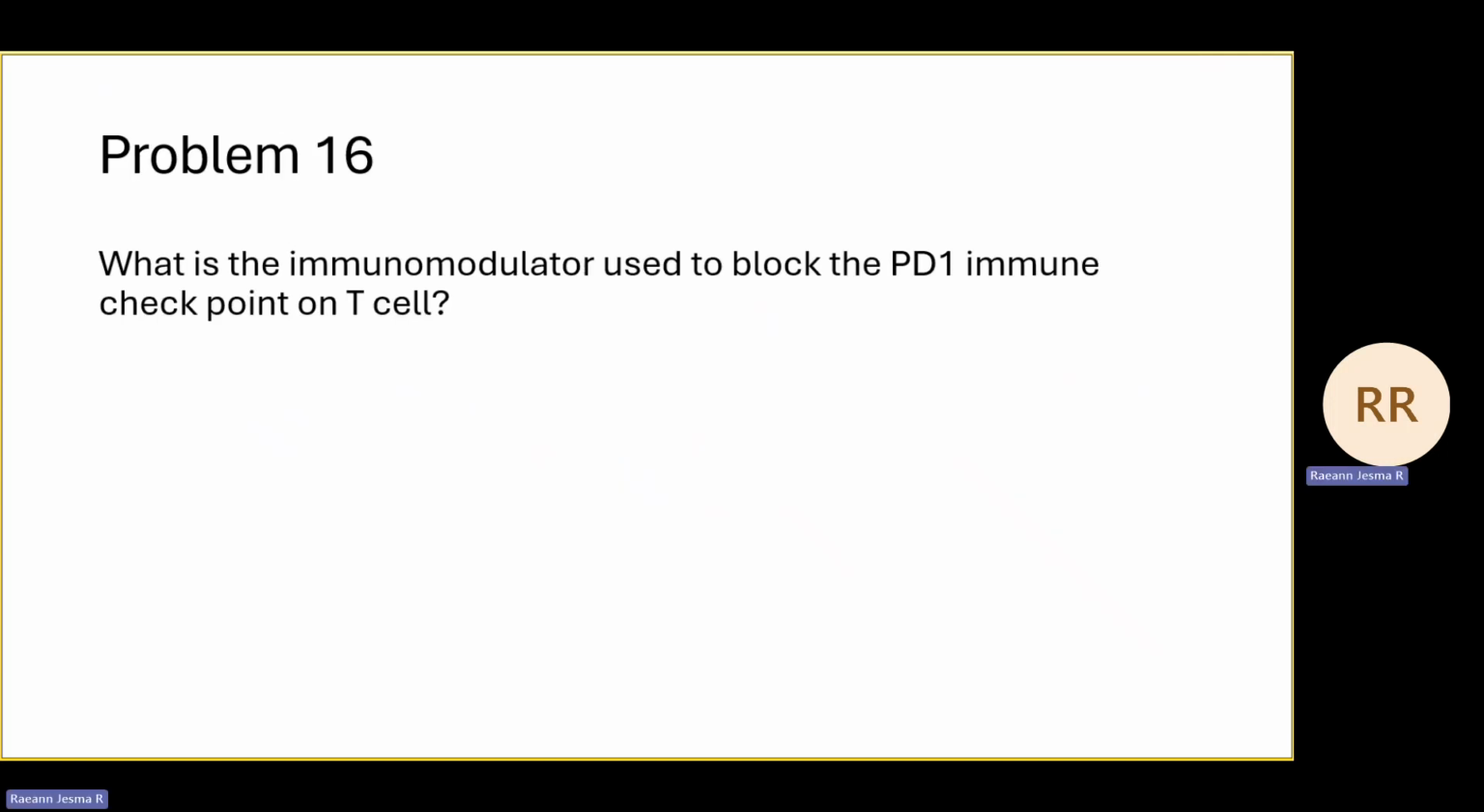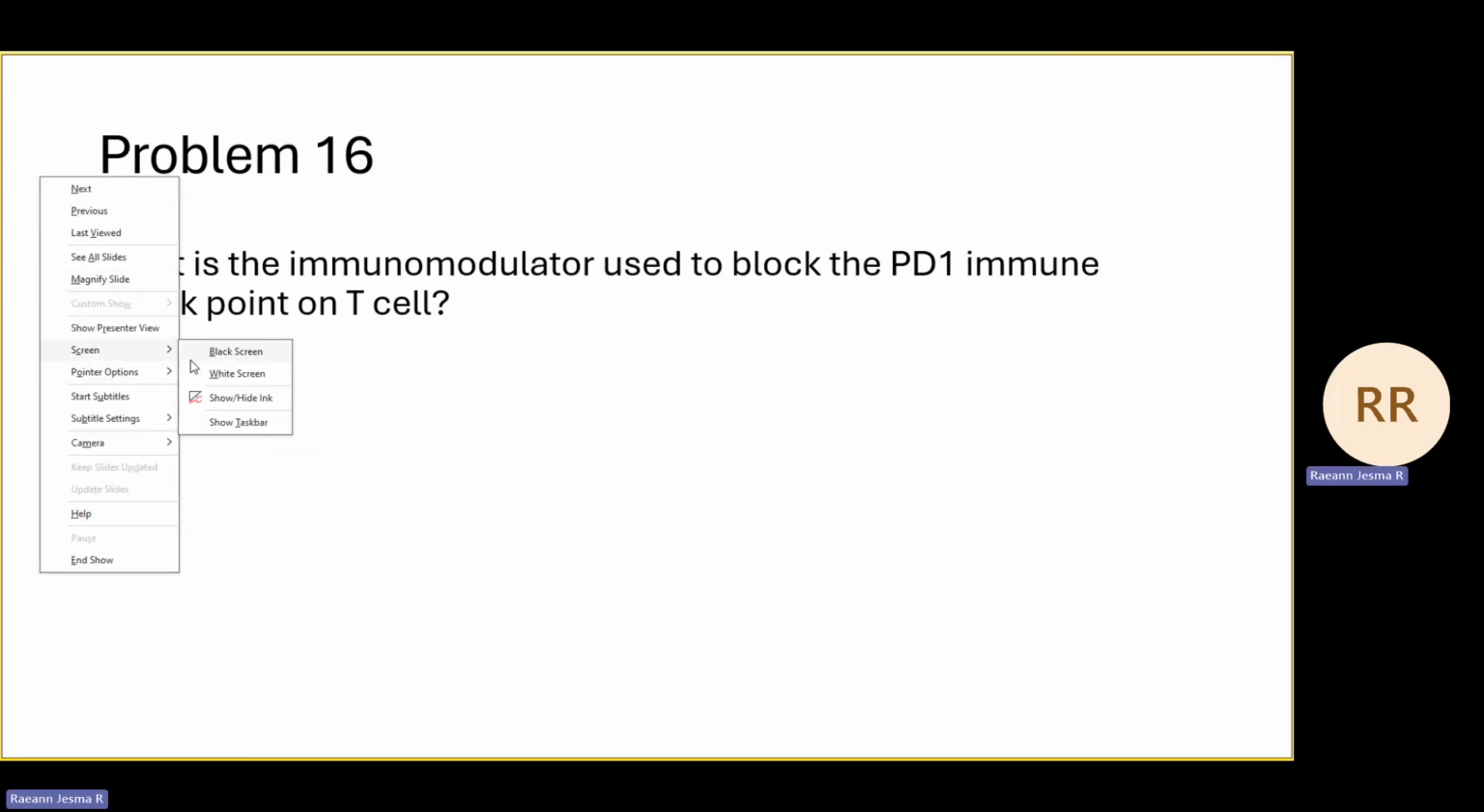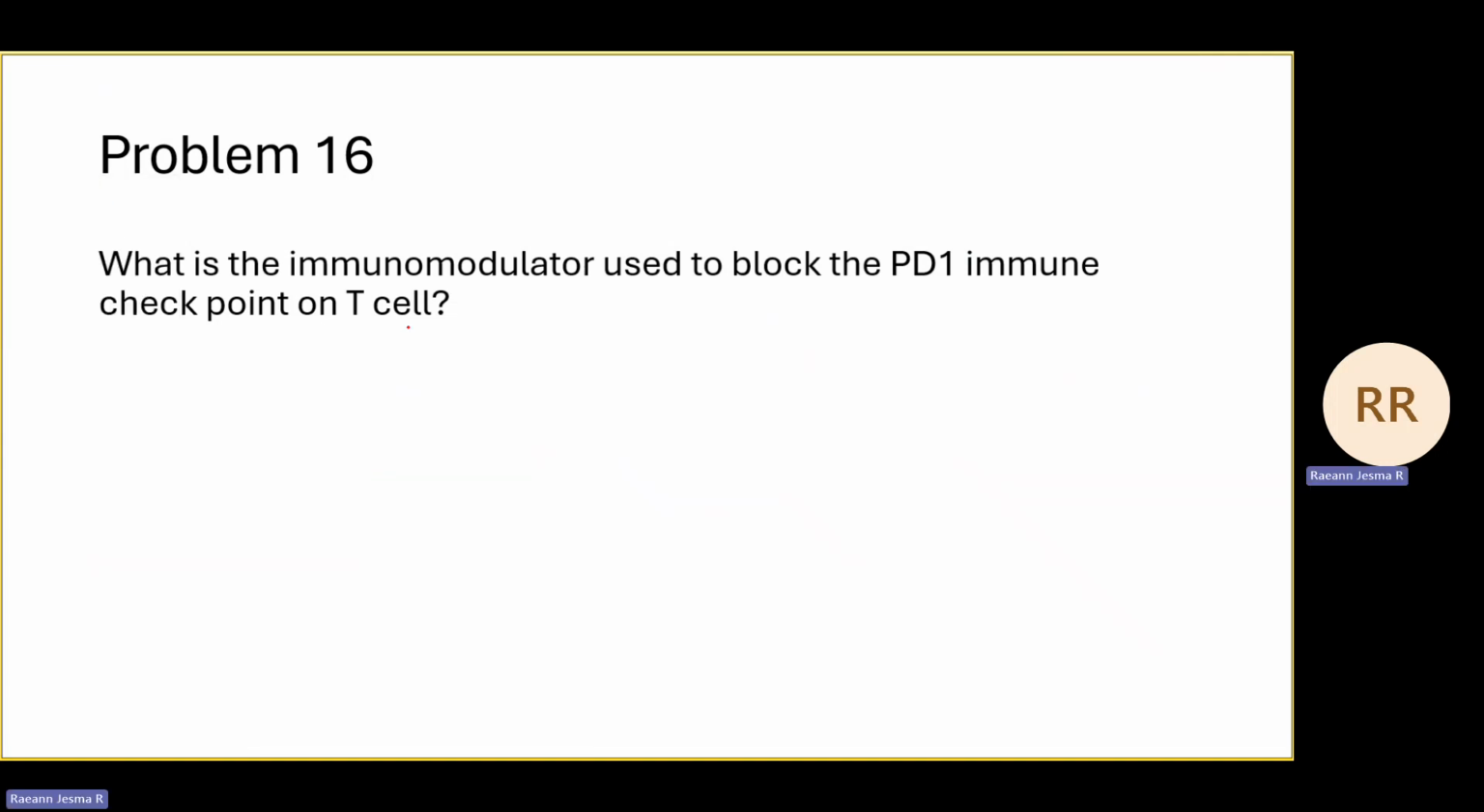Now let us move on to the next problem, which is problem 16. What is the immunomodulator used to block the PD-1 immune checkpoint on T cell? So this PD-1 is what? It is a type of protein that is present on the cancer cell. So what immunomodulator do we use in order to block this PD-1 immune checkpoint? This is very simple. Here PD-1 is programmed cell death protein PD-1.